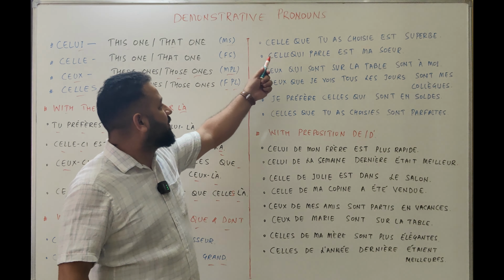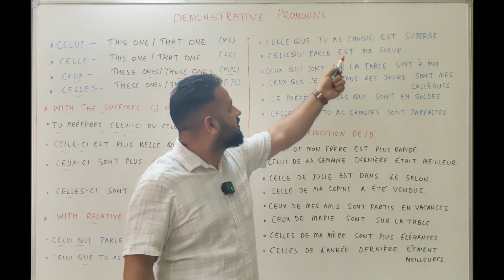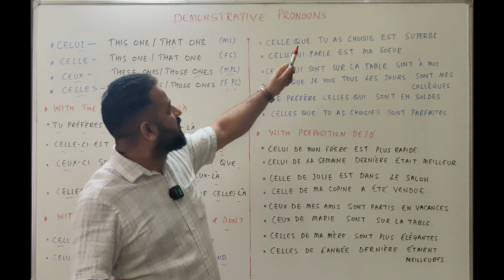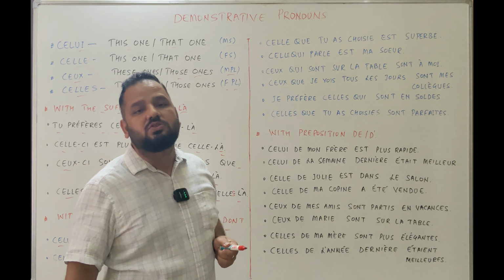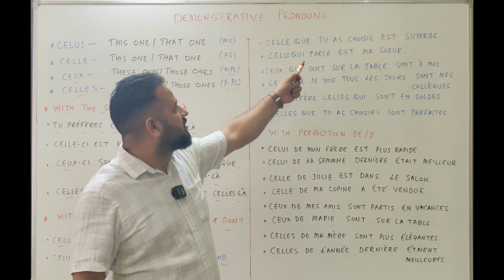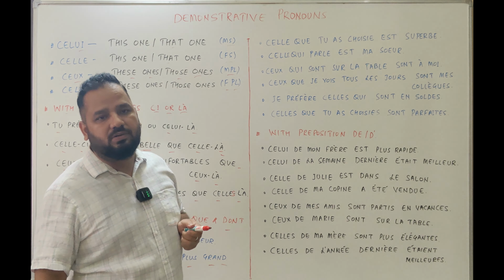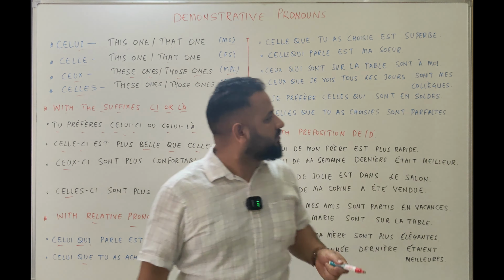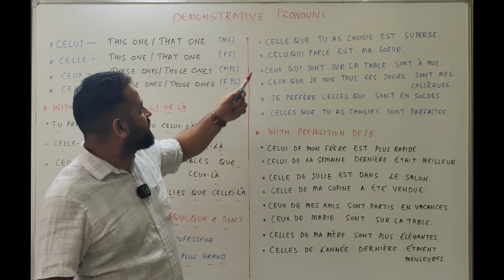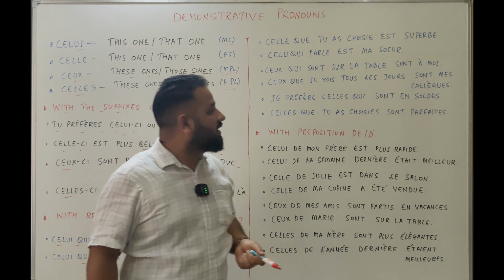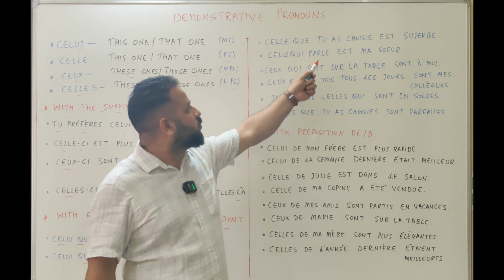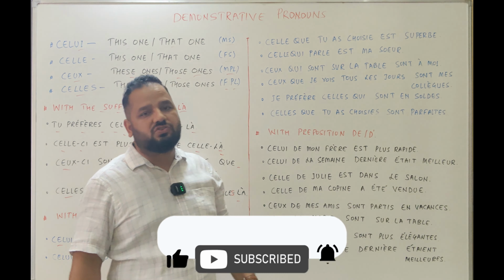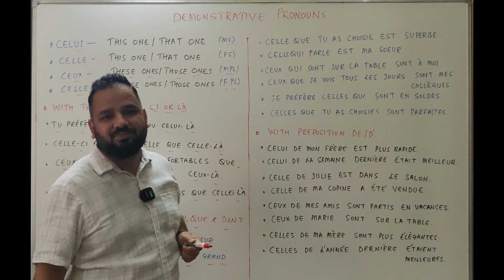Then feminine singular. Celle que tu as choisie est superbe. Now we are talking about feminine. The one you chose is superb. Celle que tu as choisie est superbe. This is passé composé. One more example. Celle qui parle est ma sœur. The one who is speaking is my sister. Celle qui parle est ma sœur. So here we are talking about feminine singular.